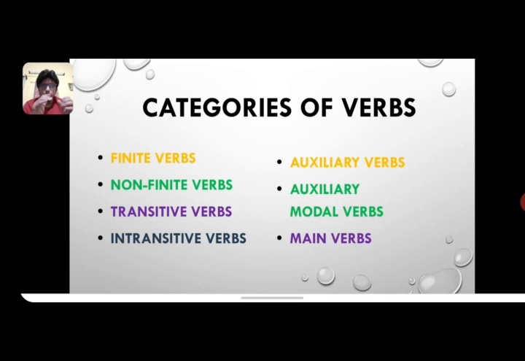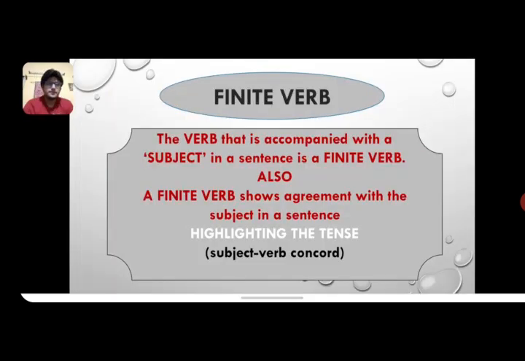I'm going to take it quite gradually. Gradually simply means steady and slow, but we will definitely progress moment by moment. So first we're going to talk about finite verbs in this video. Let's go ahead. A finite verb. The verb that is accompanied with a subject in a sentence is a finite verb. So the first definition is very simple.